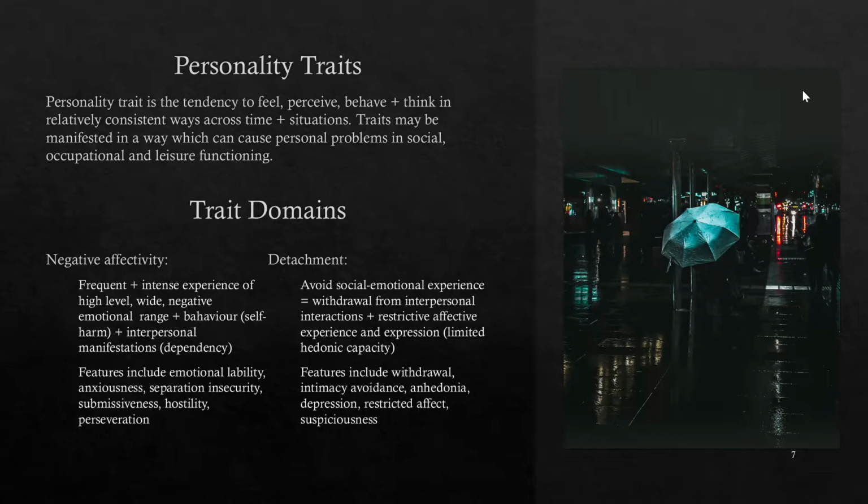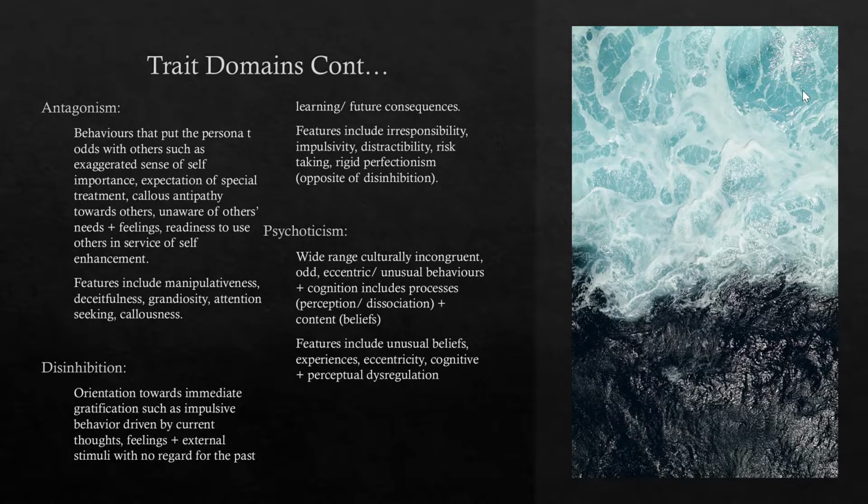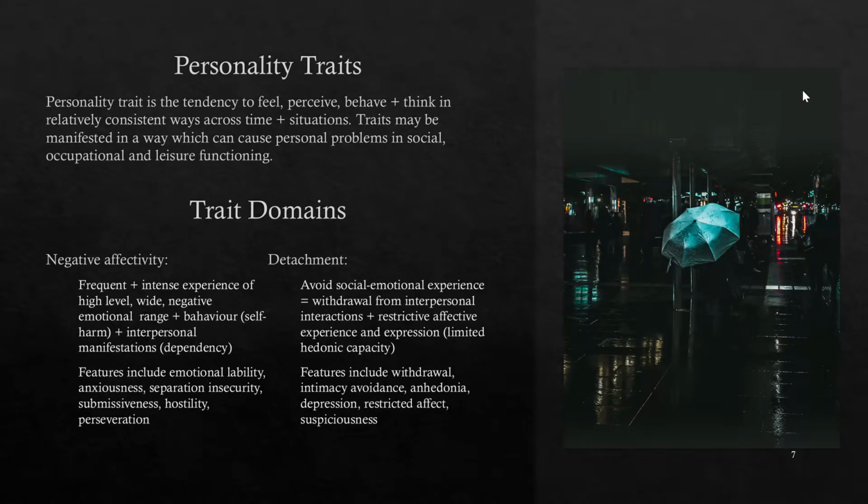Moving on to some more definitions that are quite important. Personality traits. Personality traits are the tendency to feel, perceive, behave, and think in relatively consistent ways across time and situations. Traits may be manifested in a way which can cause personal problems in social, occupational, and leisure functioning. There are 5 main trait domains. Number 1, negative affectivity. Number 2, detachment. Number 3, antagonism. Fourthly, disinhibition. And lastly, psychoticism. So a brief description of each.